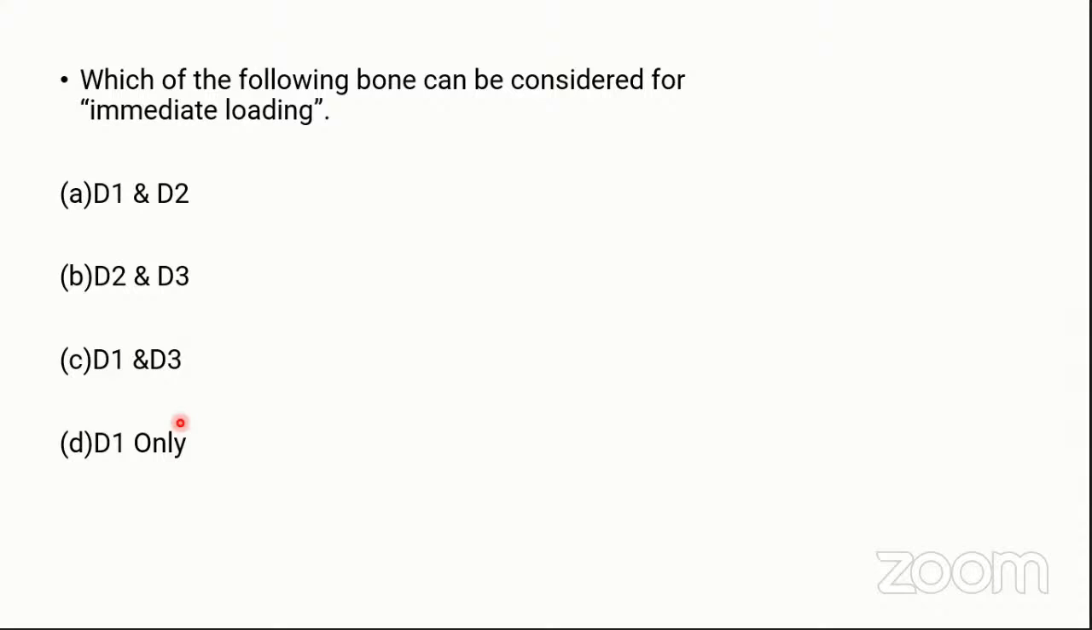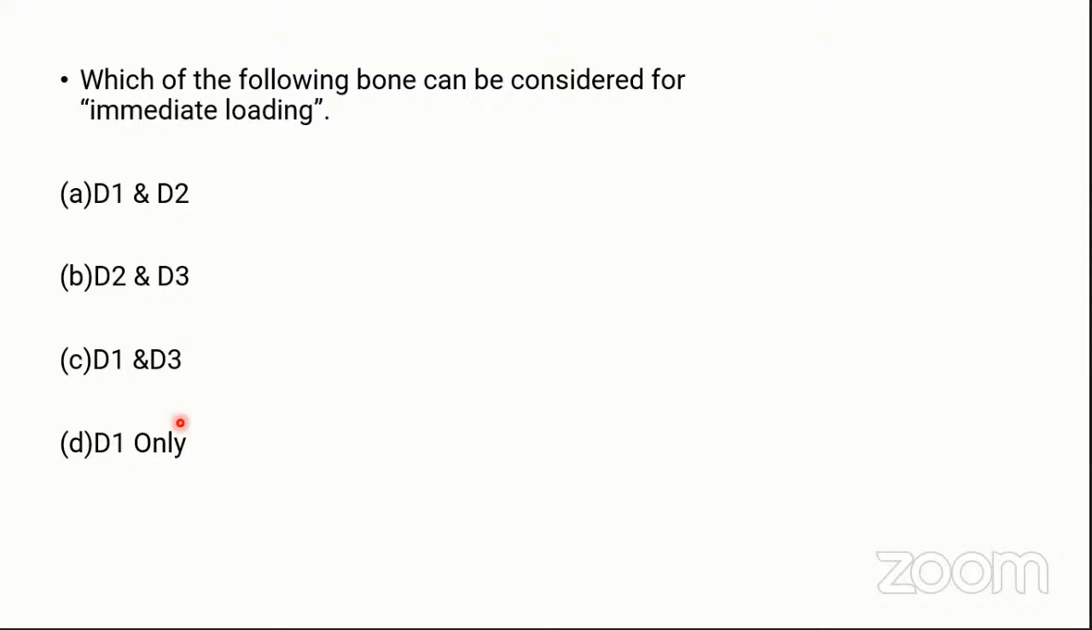Which of the following bones can be considered for immediate loading? Let's quickly discuss this. Is it D1, D2, D2, D3, or is it D1, D3, and D1 only? Anybody? Let's quickly answer this. We had already discussed this last time. I just want to make sure that all of you remember this. What is the answer for this question? For immediate loading, what are we considering, right?